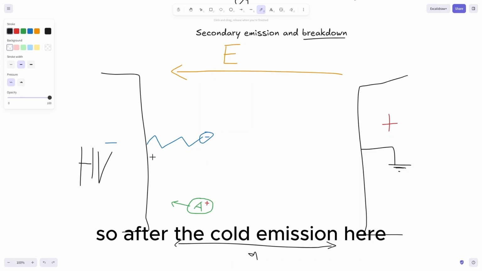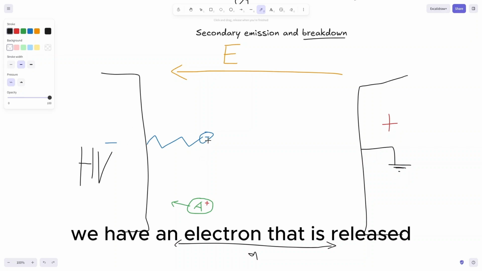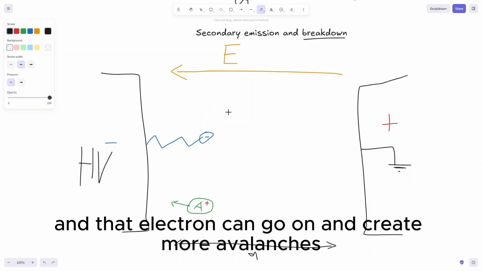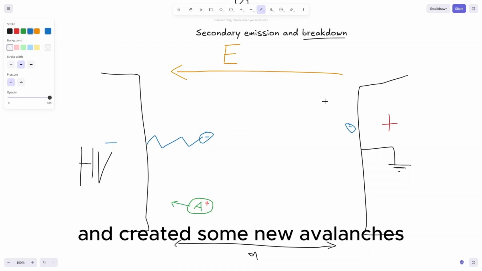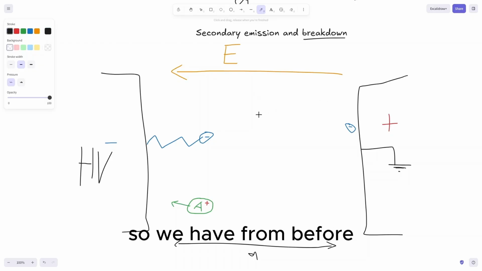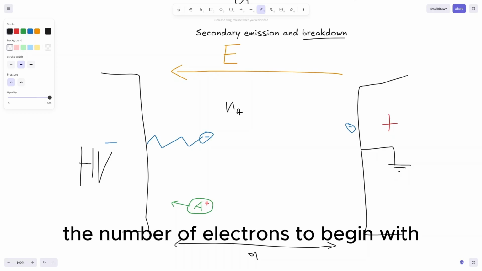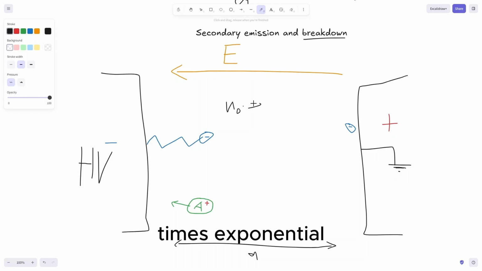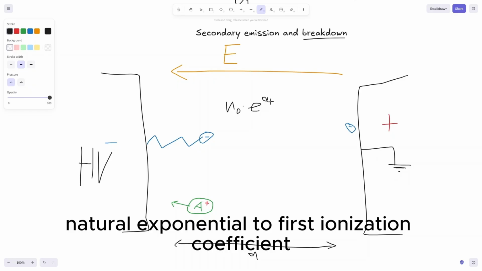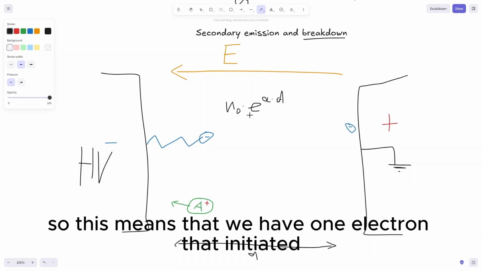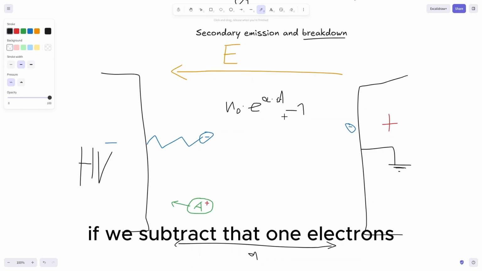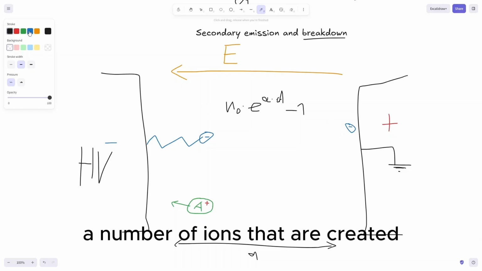So after the cathode emission here, we have an electron that is released, and that electron can go on and create more avalanches. So after crossing this gap here, d, we have an electron that has traveled all the way here and created some new avalanches. And that means that we have from before the number of electrons to begin with times the natural exponential to the first Townsend coefficient, or the ionization coefficient, times the distance here. So this means that we have one electron that initiates it, and then if we subtract that one electron, then we have after this a number of ions that are created.